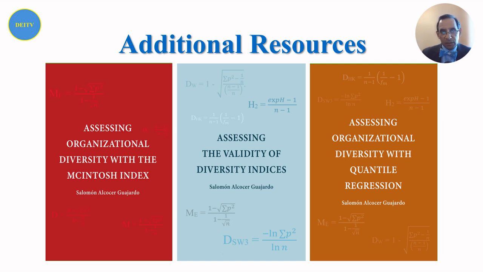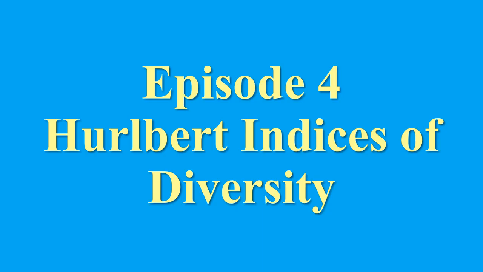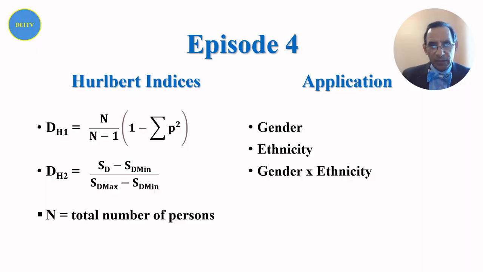So let me next talk about episode number 4. Briefly, episode 4 will cover the probability-based Holbert indices. There are 2 indices. The first is Holbert index number 1, which is based on the Simpson diversity index. That index briefly is going to be the total number of individuals in an organization divided by the total number of individuals in an organization minus 1, times the Simpson index, 1 minus the sum of the percentages squared.